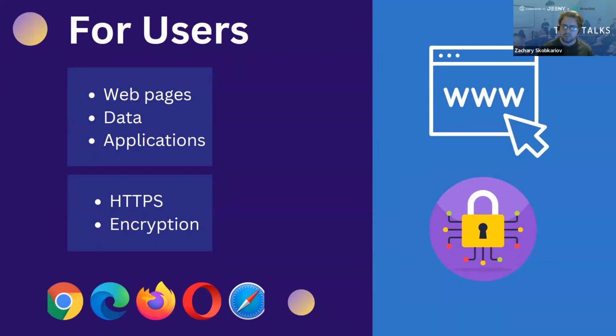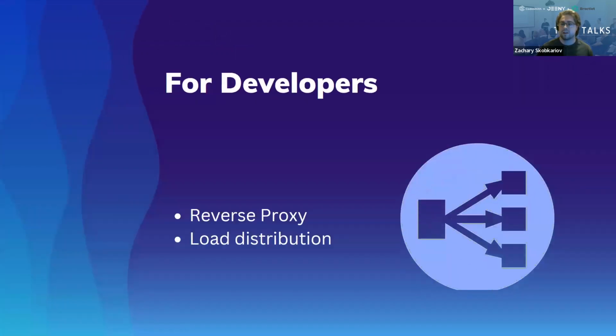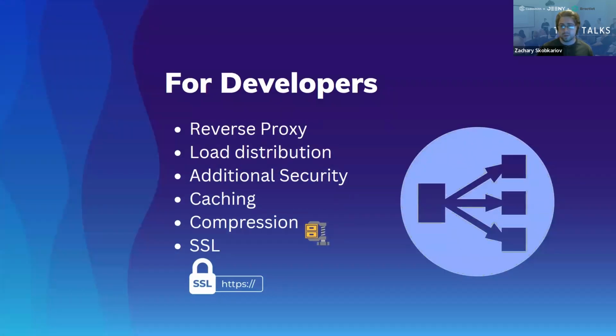Web servers use several protocols to communicate with clients, including HTTP, which is the primary protocol for exchanging data between clients and servers on the internet. HTTPS is an encrypted version of HTTP that ensures secure communication between the client and server. Web developers use web servers to deploy and serve the web applications to users.